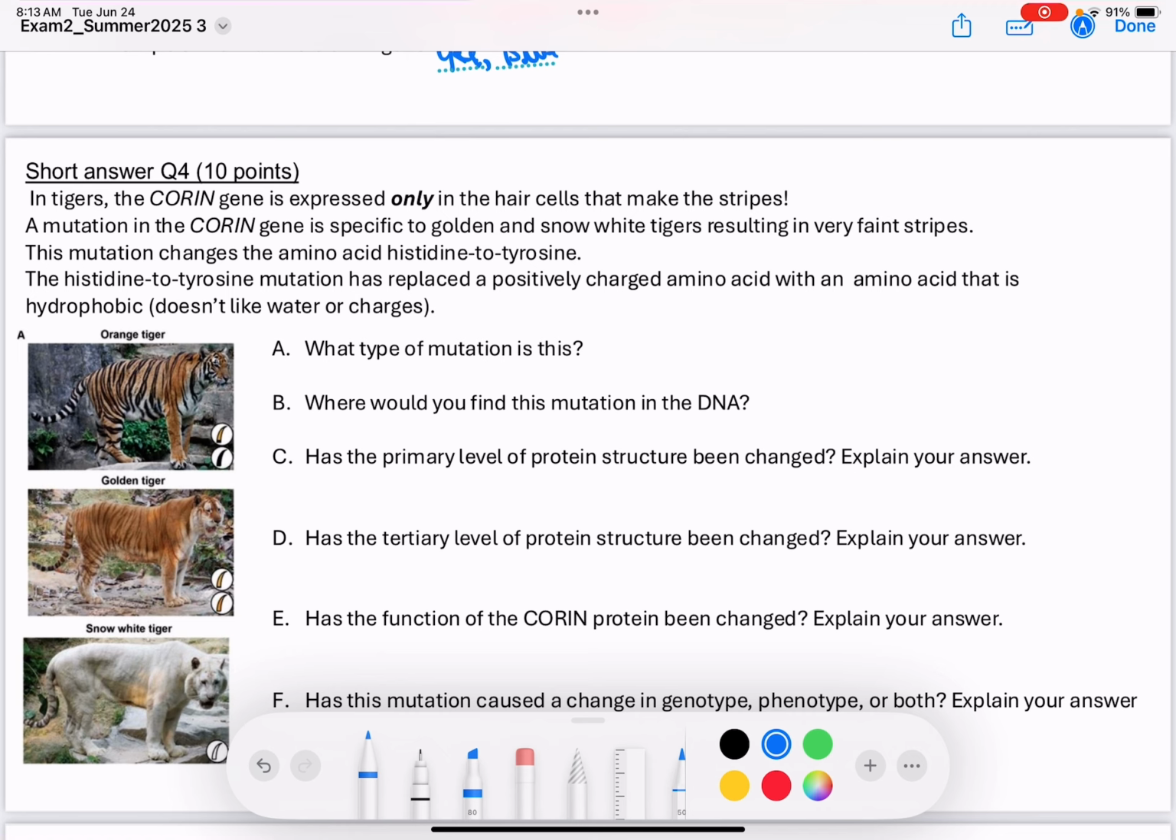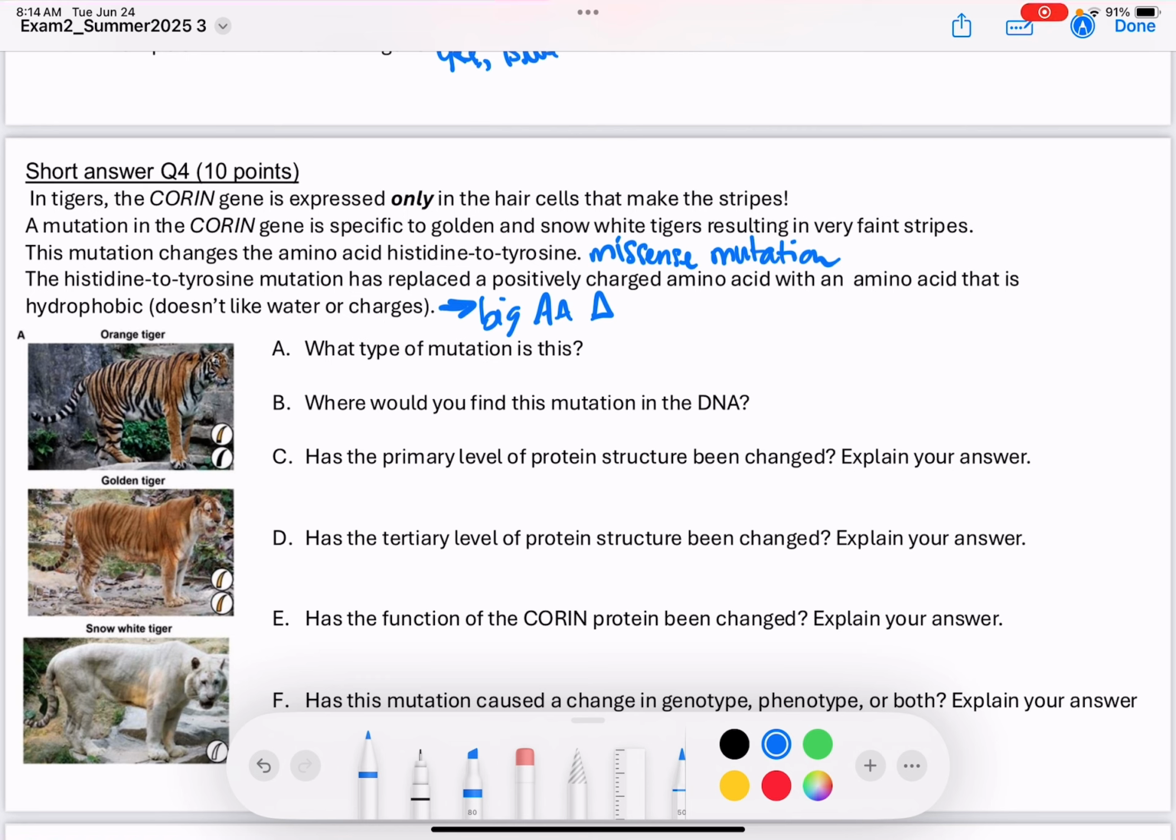Okay, in tigers, the corin gene is expressed only in hair cells that make stripes. Okay, we know that. A mutation in the corin gene is specific to golden and snow white tigers, resulting in paler stripes. This mutation changes the amino acid from a histidine to a tyrosine. Okay, so that sounds like a missense mutation. The histidine to tyrosine mutation has replaced a positively charged amino acid with an amino acid that is hydrophobic and doesn't like water or charges. Okay, so big change. Big AA change.